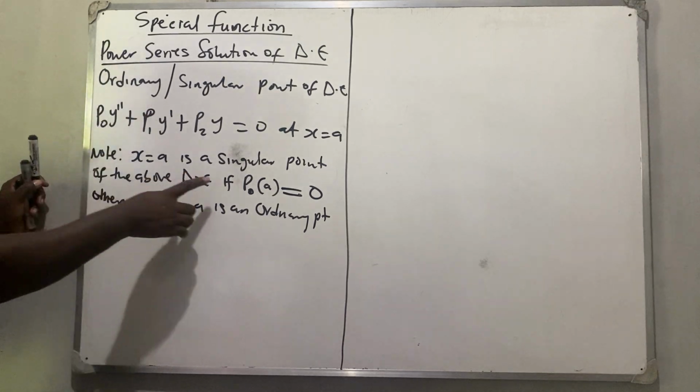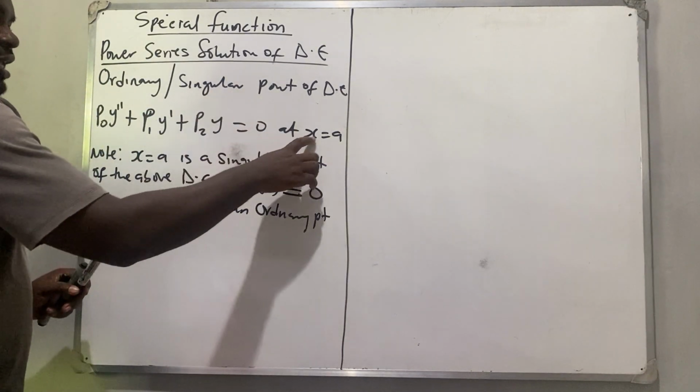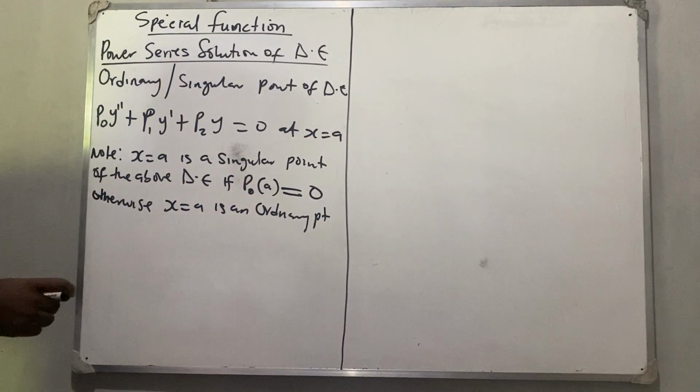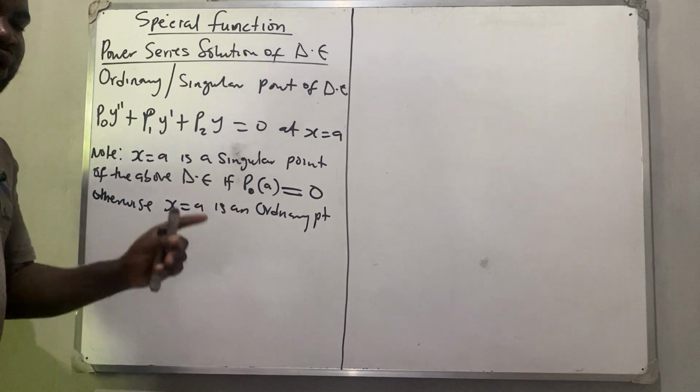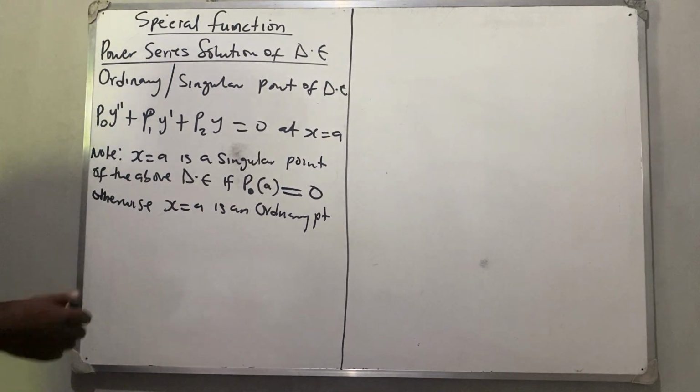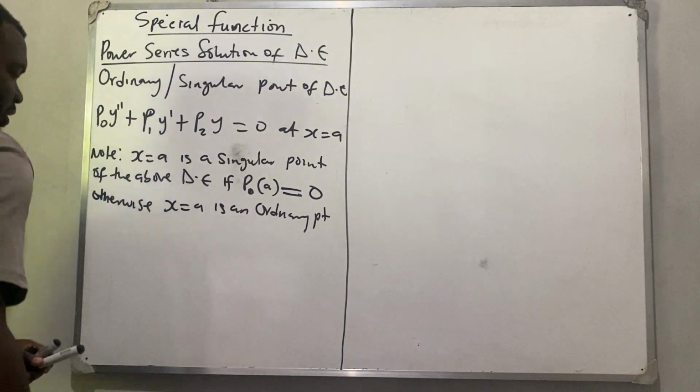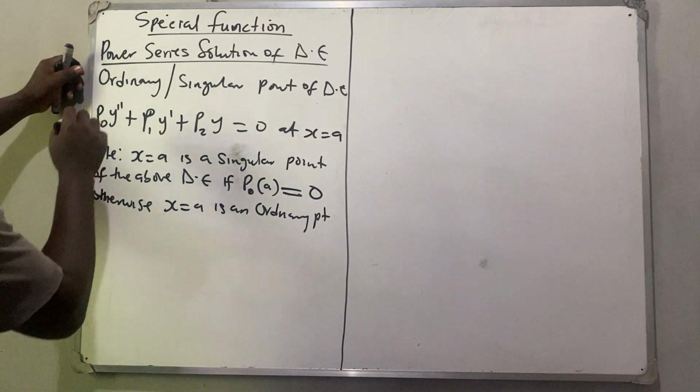If you substitute it and you get equal to 0, you conclude that x equal to a is a singular point. But if you substitute and you did not get equal to 0, you got something that is not equal to 0, then it is an ordinary point. Okay? So another pattern they can ask you is when you have, let me show you.